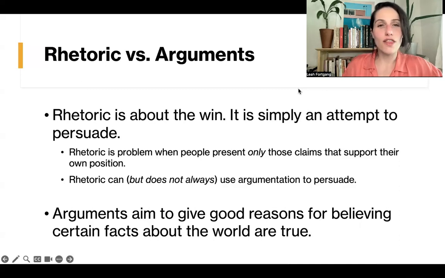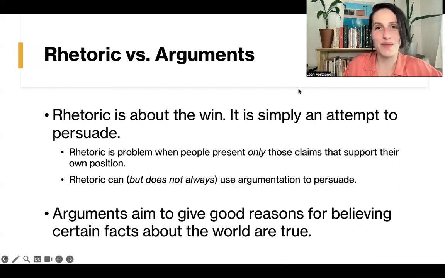And although there might be other factors in a situation where that kind of behavior, using rhetoric in that way, is justified, in principle, when it comes to forming good arguments, that's not the aim. That's not what we're going for. That's not the purpose. What we want to do when we're forming good arguments, again, arguments in this sense of how philosophers use it, is we want to provide really strong reasons, good reasons for believing certain facts about the world are true.